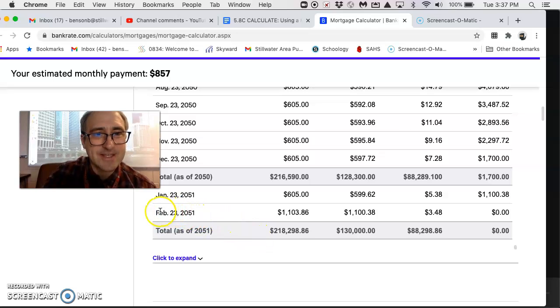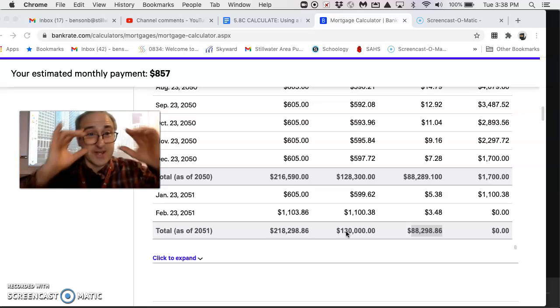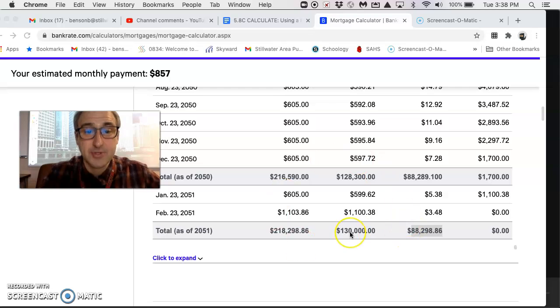Our last check, the last time we'll have to pay for the loan, is in February on the 23rd in 2051. Whoa, that's 30 years from now. In the end, right here, we have paid $88,298 in total interest. We've paid $130,000 in principal. Now this is just what's in mine. Don't write this as your answer. This is just a random loan. I'm just showing you how to look at the amortization schedule.